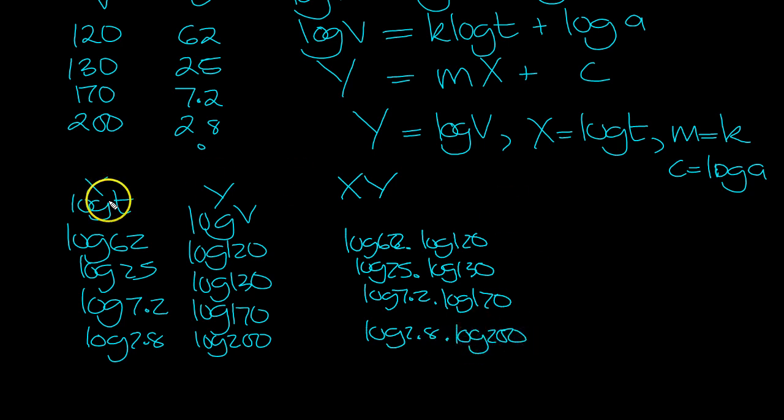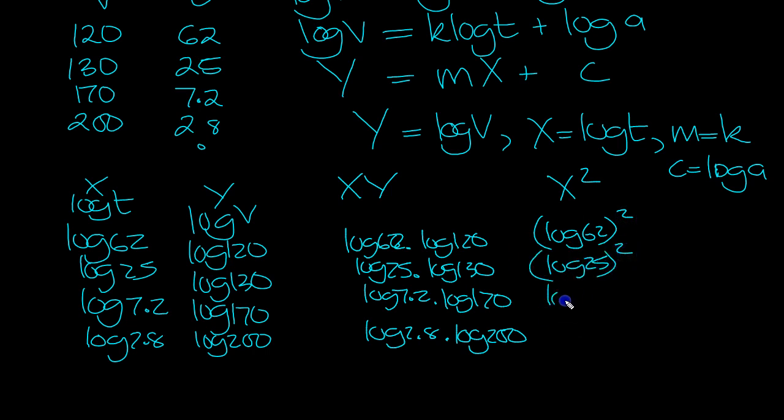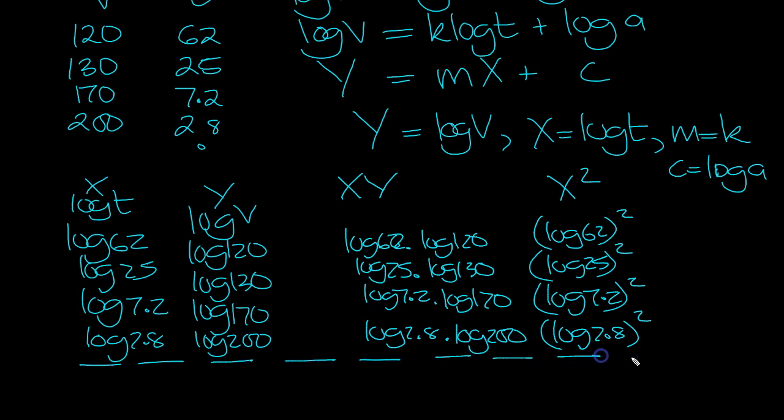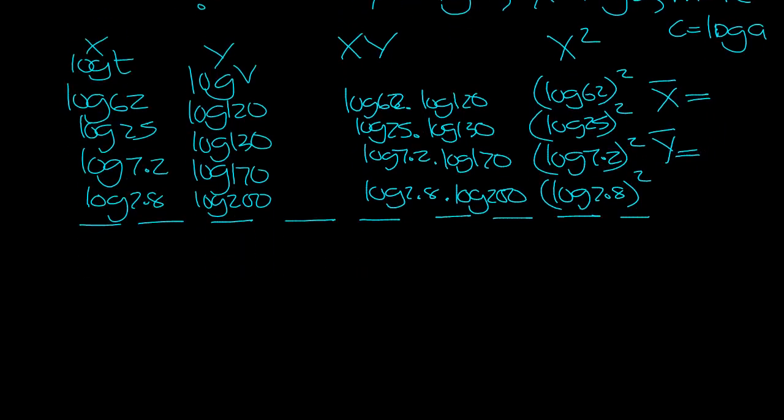Then we want the summation of the x squareds. So we want log 62 squared, log 25 squared, log 7.2 squared, and log 2.8 squared. And these are the values we need. And we also need x bar and y bar as well. Okay, here's our table.